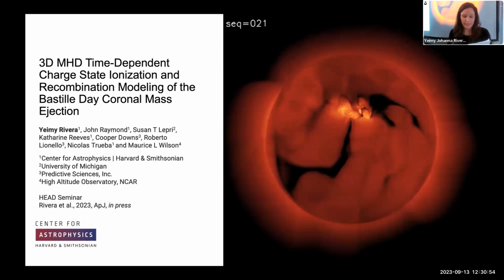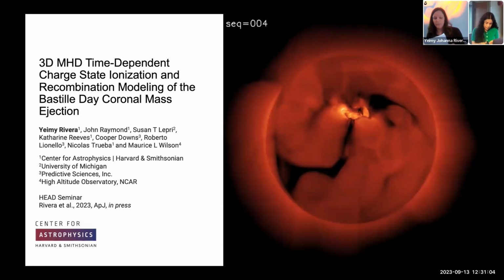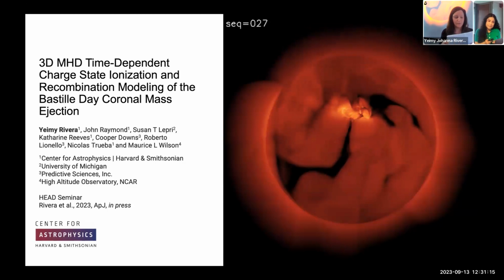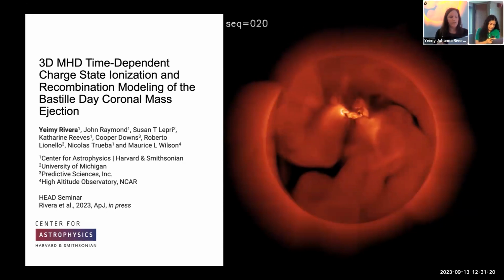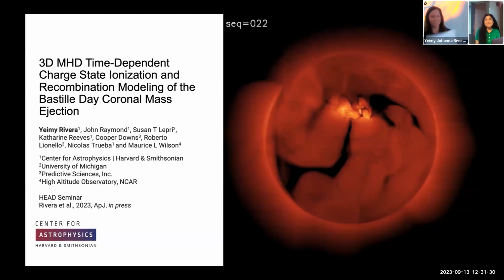Her research pertains to investigating the evolution of plasma from the sun by studying heavy ions in the solar wind and transients. She simulates the non-equilibrium ionization and recombination processes of charge states to investigate the thermodynamic conditions that reproduce ion observations at the sun and in interplanetary space. She's part of the Solar Orbiter's Heavy Ion Sensor team and the Parker Solar Probe SWEAP team. And today she'll be talking to us about 3D MHD time-dependent charge state ionization and recombination modeling of the Bastille Day coronal mass ejection. So take it away, Yeimy.